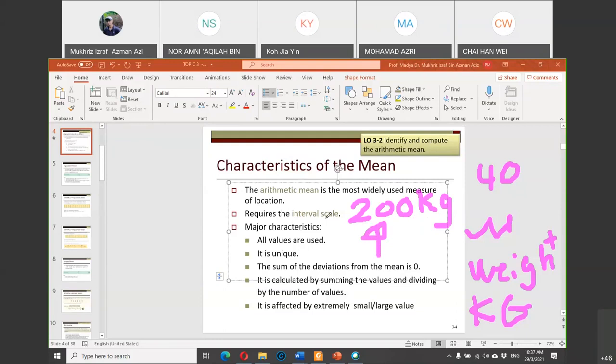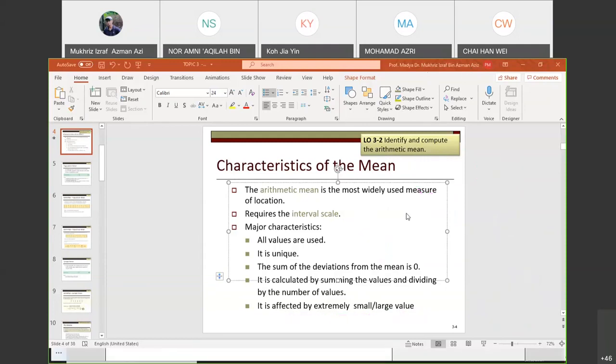It's the same thing as your pointer. Whenever you want to calculate your CGPA for one semester, if you get all subjects, let's say A minus or A, and suddenly in one subject you get F, you fail that subject, your CGPA will be brought down by that one particular subject, because it is an average. So that is what it means by affected by extremely small or large values. This is the disadvantage of using mean.